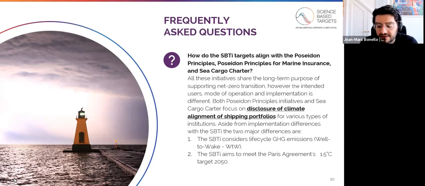However, the main differences between these is that those initiatives were basically just set as disclosure initiatives, so there's no target setting involved in them. And also more technically, those initiatives just tackle operational emissions because they are in line with the IMO 2050 target. And also, as I said, their target is not temperature goal aligned, but it is aligned to the IMO's 2050 target. So those are the main differences between those initiatives and SBTi. So I think I'll hand over to Alan next for a bit more detail.